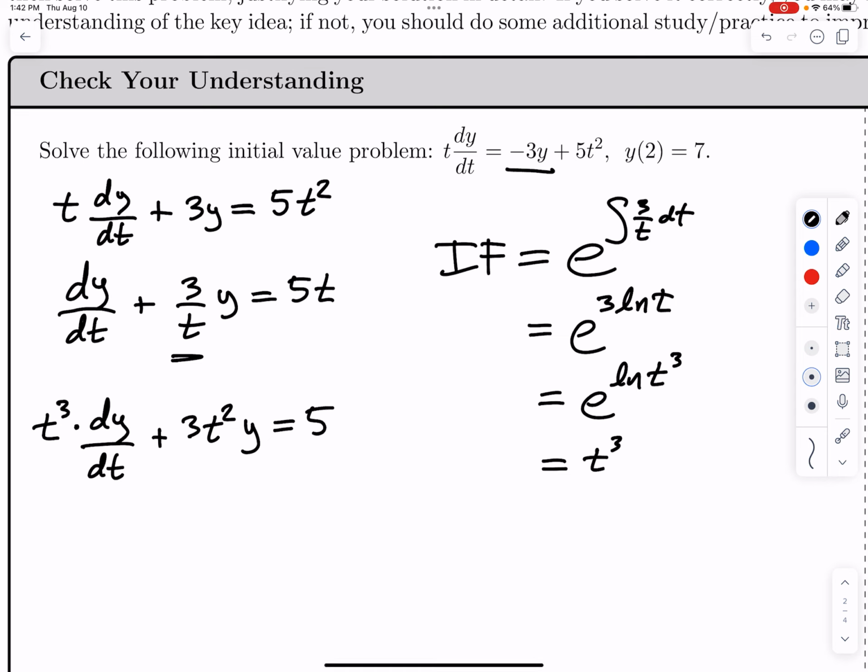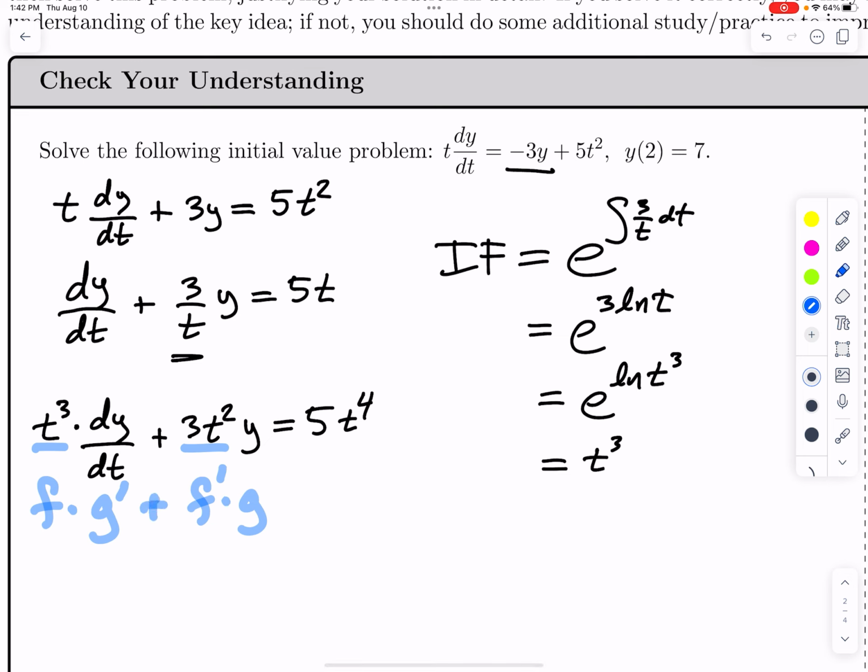What is this? 5t to the fourth. Again, make sure to multiply the entire equation by t cubed. And if we did it correctly, this is always a good spot to stop. This should be basically f and f prime here, and we can see that that is the case. And then this should be g prime and g right here. And this looks like a product rule, right? And that is the idea of the method of integrating factors, it comes from a product rule, and the integral of the product rule is the product.